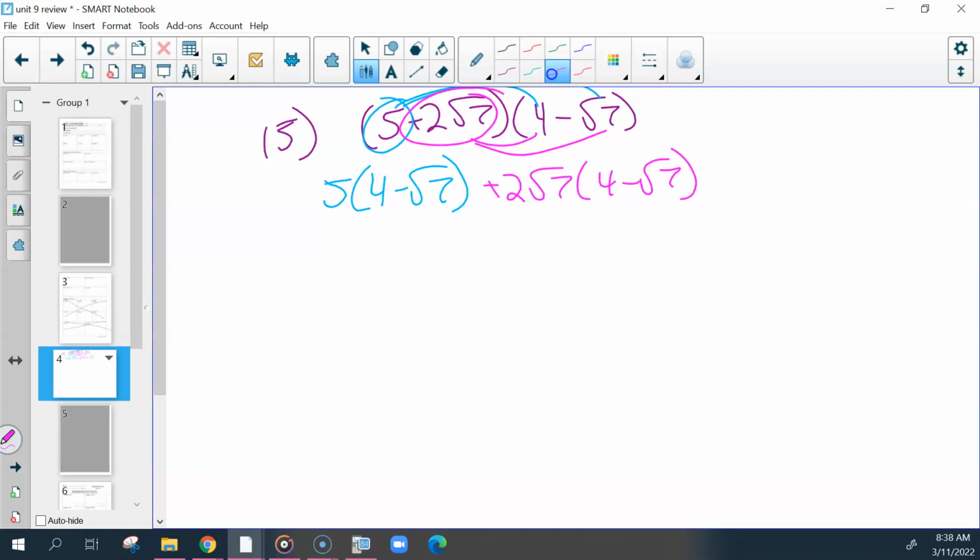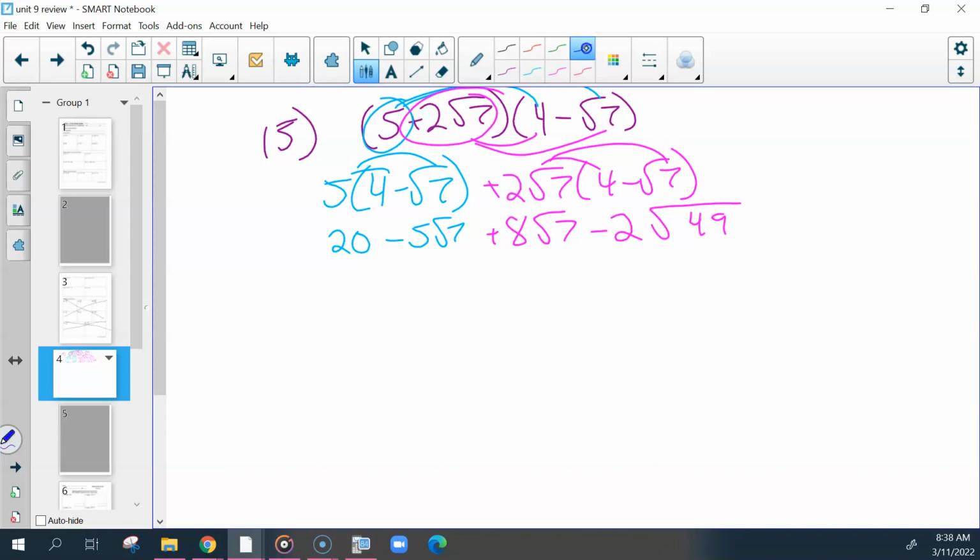You would then be distributing twice. So 5 times 4 would give us 20. I'm going to go ahead and multiply these out for lack of time. 5 times negative square root of 7 would be negative 5 times the square root of 7. When I multiply these out, this would be positive 2 times 4, so 8 times the square root of 7. And then this multiplied to the negative square root of 7 would be negative 2 times the square root of 7 times 7, which would be 49.